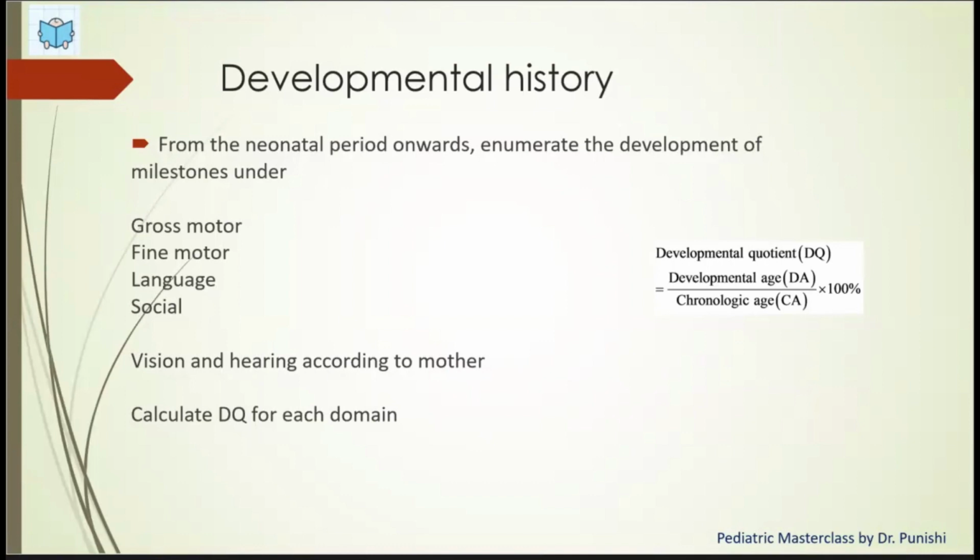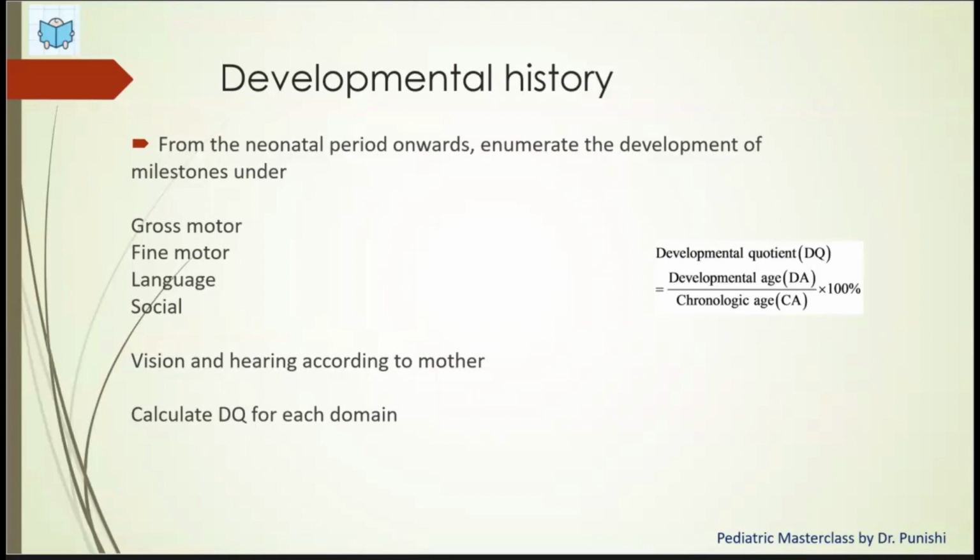Similarly, you need to calculate the DQ for fine motor, language, and social, each one. So at the end of your developmental history, you will say that the developmental quotient for the gross motor is 30%. Developmental quotient for fine motor is 40%, etc. So you will have to mention the DQ of each and every domain.